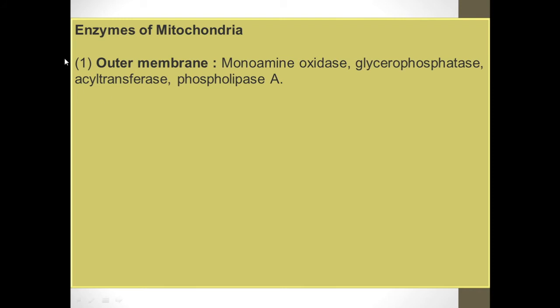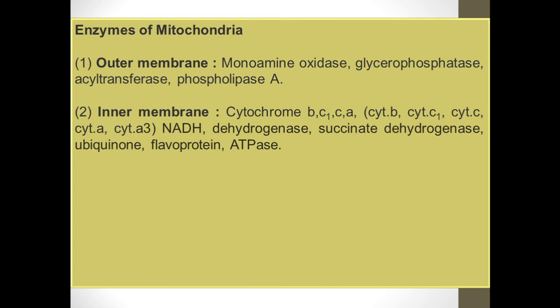Now you know that outer membranes help in transport. So mostly the enzymes are the proteins which help in transport, like glycerophosphatase, acyltransferase, phospholipase A, monoamine oxidase. They are just modifying the things and helping in their mechanism.